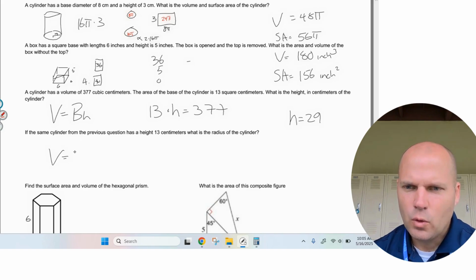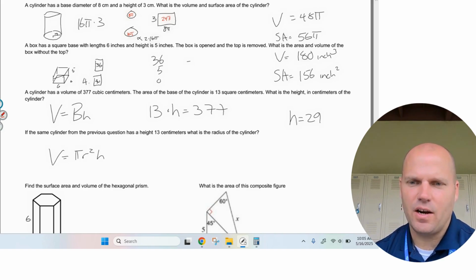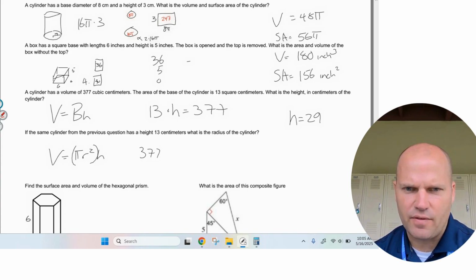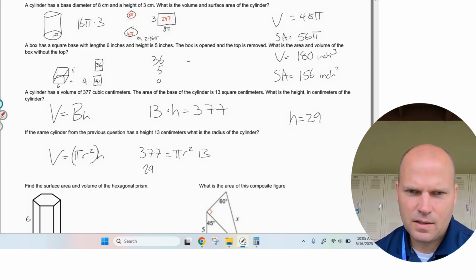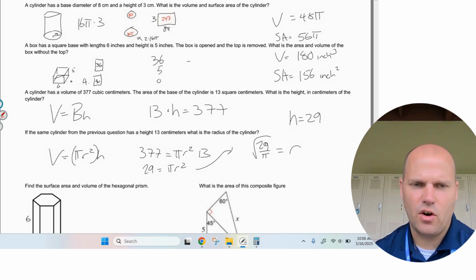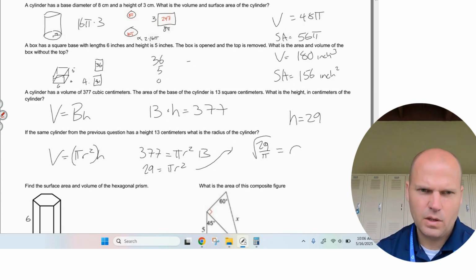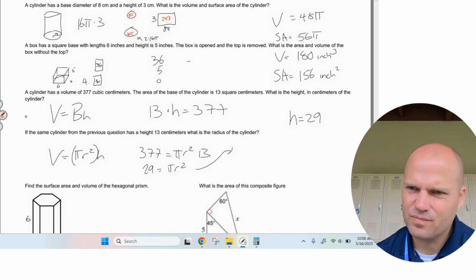But now we have to know that the area of the base is pi r squared. Cool. So now the volume is still 377, but the height is 13. So we get that 29 divided by pi, square rooted, is the r. I'm going to write that nicely.